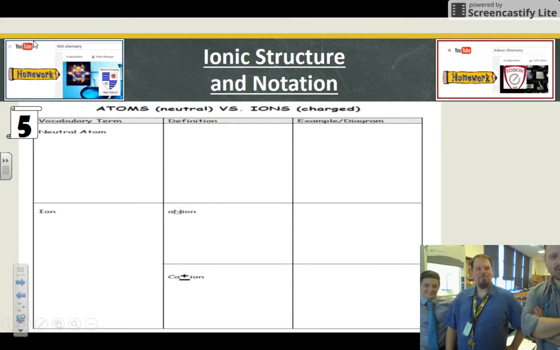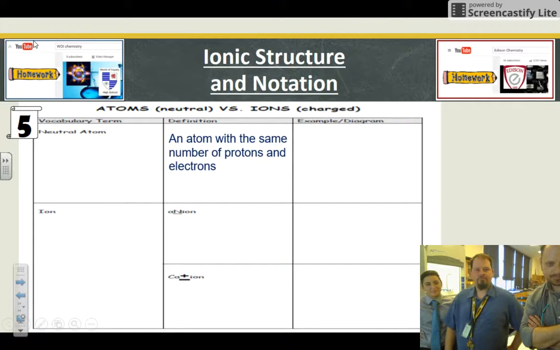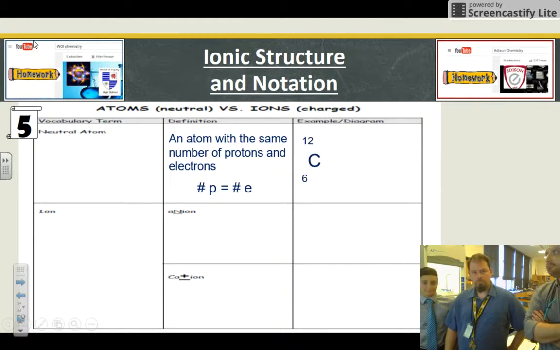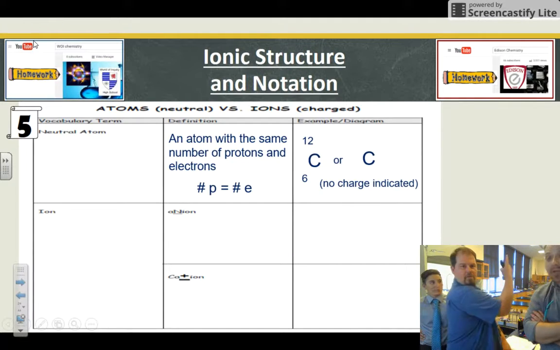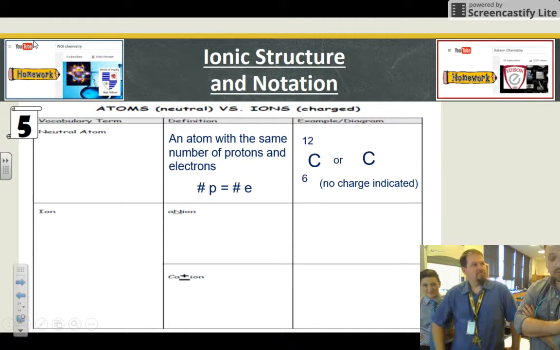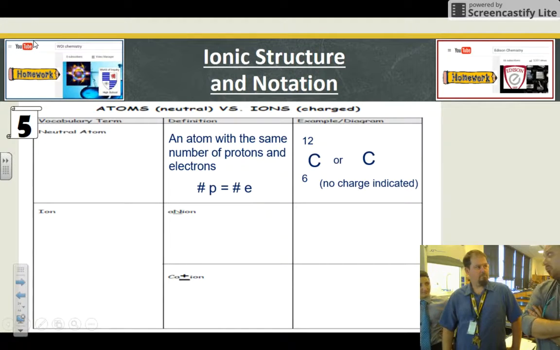All right, you know what we got here? Neutral atom. Neutral atoms are atoms with the same number of protons and electrons. They must equal. And we would draw that normally like this. And notice that C has no charge in the upper right-hand corner. There's no number in the top right corner. Top left, bottom left are occupied, but the top right of the symbol is always where we put our oxidation state, or ion, aka ionic charge.